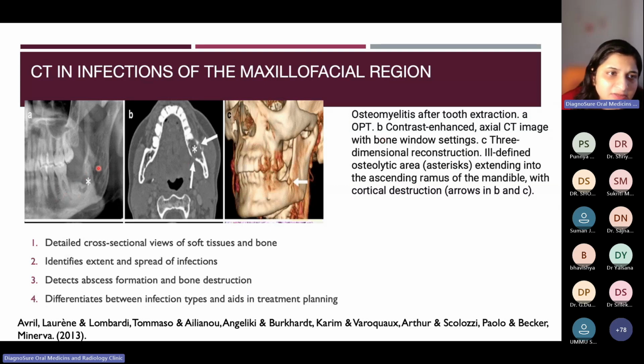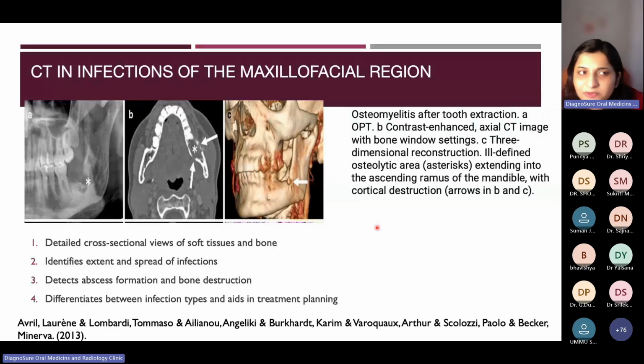See, this is the 2D image of osteomyelitis after tooth extraction. This is a contrast enhanced axial CT image. We can see here the ill-defined osteolytic area and also cortical erosion. Here we can see there is a breach in the continuity of the cortical plate lingually and buccally. And in 3D, we can visualize it again for patient education. We can see the abnormality here.